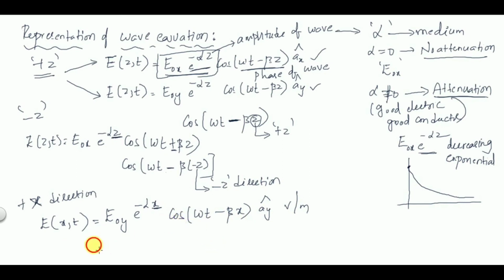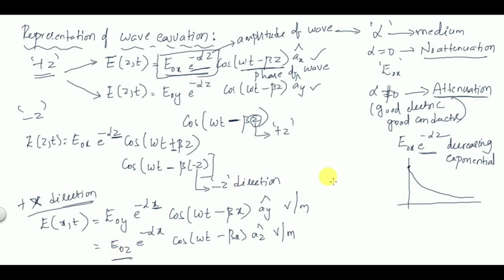Okay, similarly if you want to write the z component, when the wave is traveling along x direction, Ex and Hx are 0, so you will have Ey and Ez. So if you want to write E in terms of z, E0z into e power minus alpha x cos of omega t minus beta x into a z cap, that's all, volt per meter. So only the initial value will change.